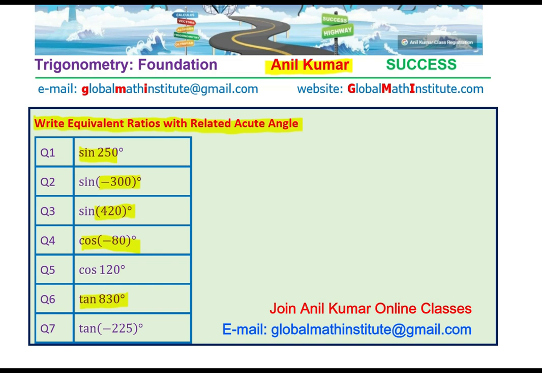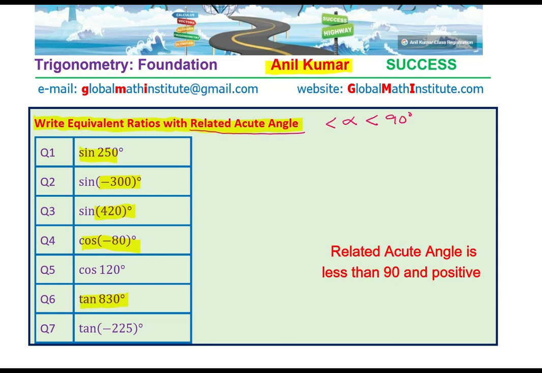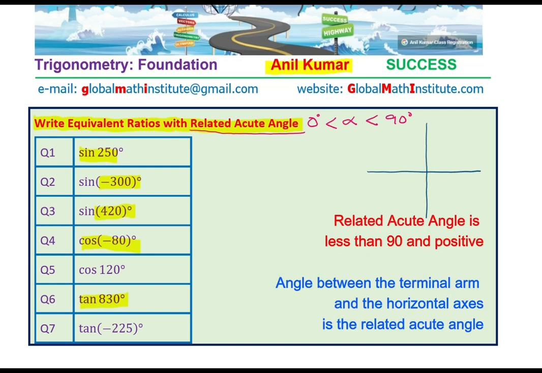So first, what is related acute angle? When we say related acute angle, it means that the angle which normally we may write as alpha is less than 90 degrees, right? And is greater than 0 degrees. So that is the related acute angle. On a coordinate plane, you will notice that we are talking about the first quadrant, means quadrant 1. So in quadrant 1, it is from 0 degrees to 90 degrees, correct? So that is where our focus is.